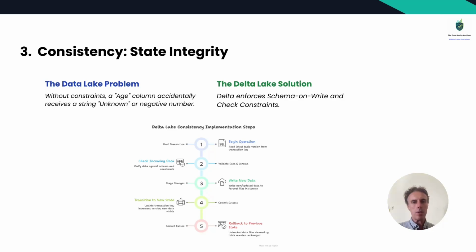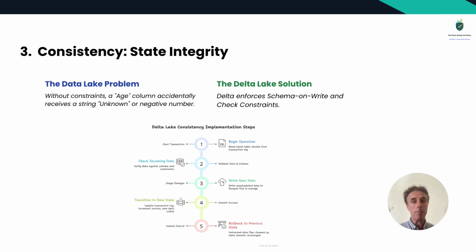Then there's the atomic log write, where the commit file is written to the cloud storage using an atomic operation that we discussed earlier. This is the crucial step. The file either completely succeeds or completely fails.